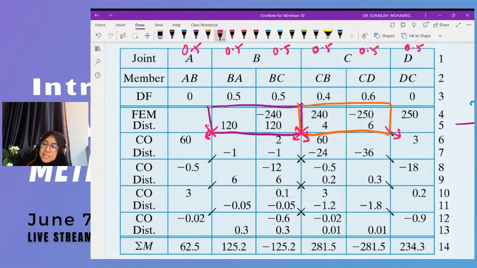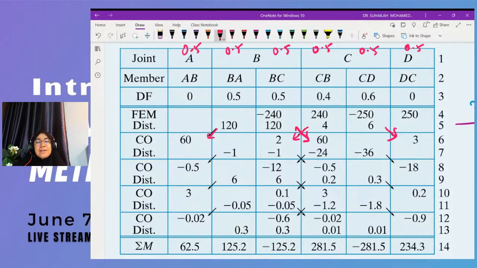Anyway, actually the process is like this, but zero value we don't put. That is why we get just like this. This is cycle number 1. Finish one cycle, then after that we have to repeat the process. Carry over, then distribution again. Then carry over again, then distribute again.